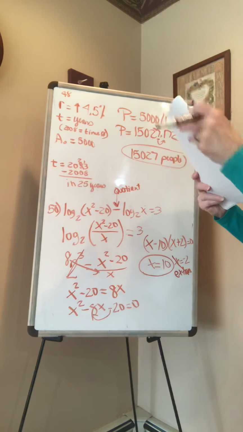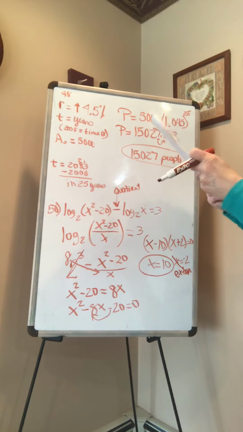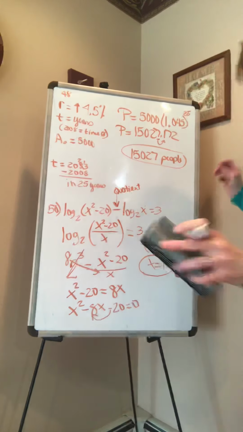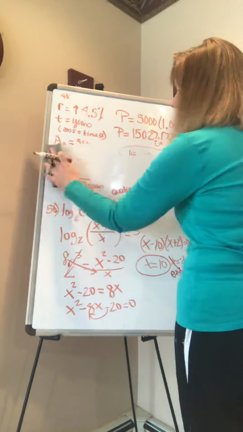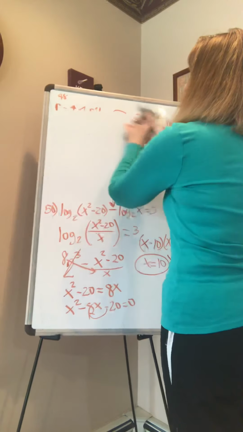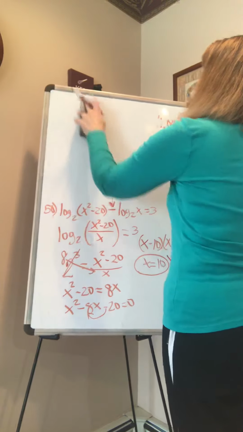Number 52, we want to determine where these two graphs meet. That means what we have to do is set them equal to each other. So number 52, I will be doing up here. And this is the final problem on the worksheet.